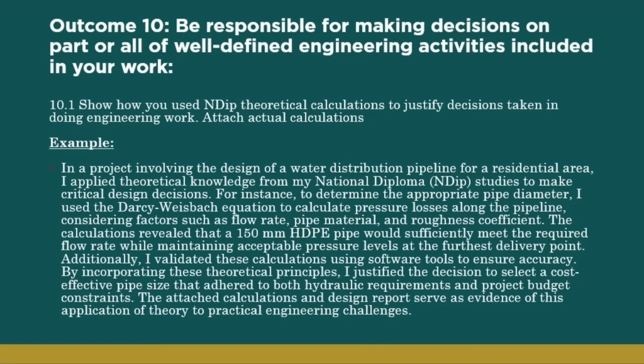The calculation revealed that this diameter would be suitable compared to this diameter. This material type would be suitable compared to that material type. Additionally, I validated my calculation using software tools to ensure accuracy. By incorporating theoretical principles, I justified the decision to select a cost-effective pipe that adhered to both hydraulic requirements and project budget constraints. You are expected to include the calculation.